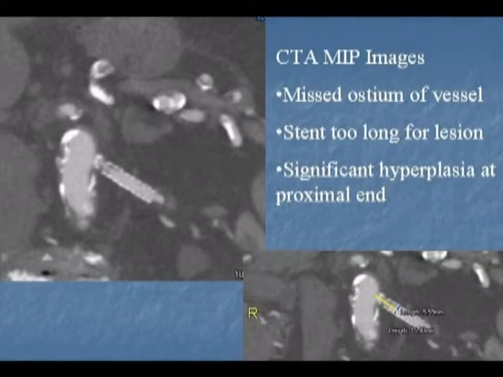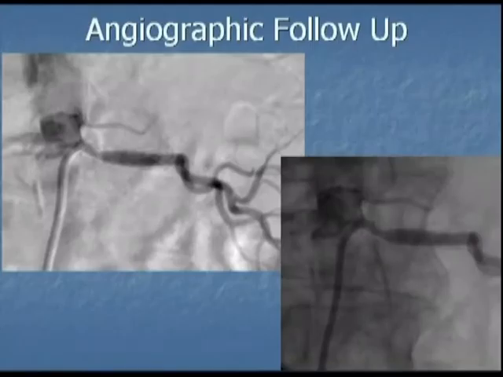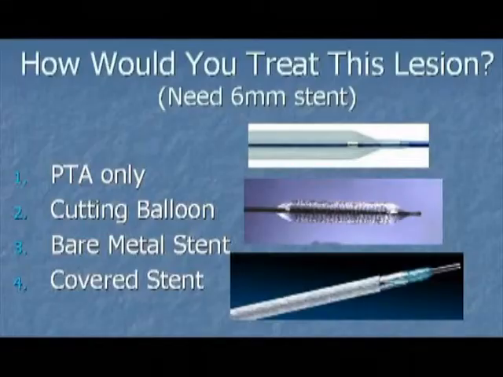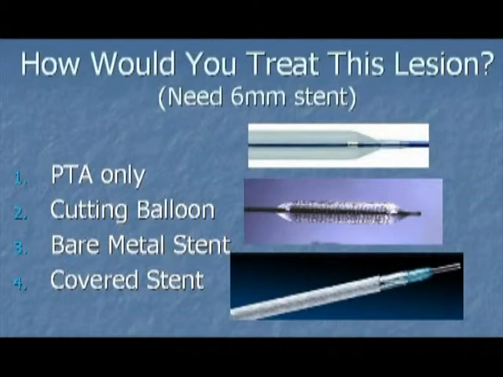So an angiogram was performed. You can see the guiding catheter near the ostium using the limited no-touch technique that we talked about, and you can see the hyperplasia that has occurred on the proximal end. So one of the questions is, how would you treat this lesion? Obviously, you need a 5 or 6 millimeter stent in order to cover it. It turns out to be 6 millimeters based on the measurements.